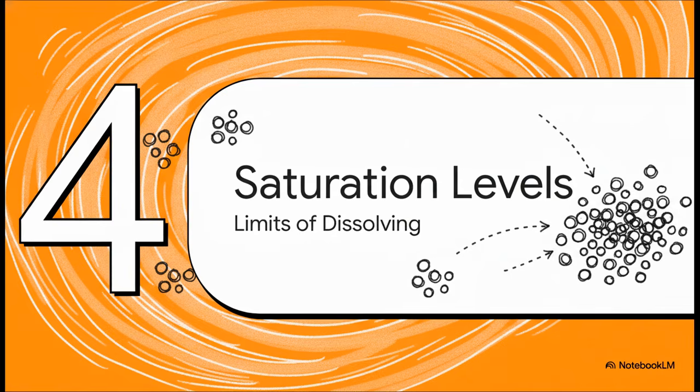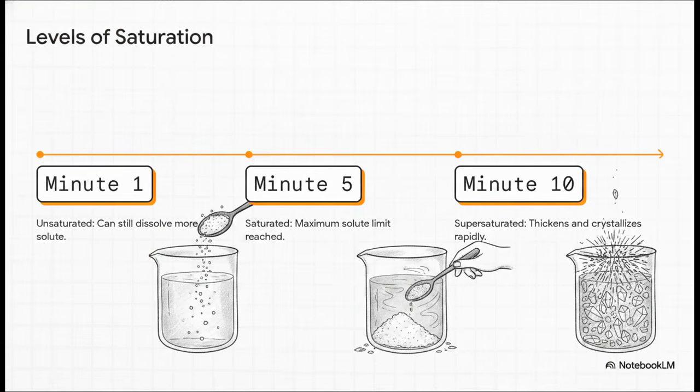Section 4. The 3 saturation levels. Okay, I want you to visualize something with me. Imagine adding spoonful after spoonful of sugar into a glass of water, continuously, over 10 minutes. At minute 1, you add a spoon, stir it up, and boom, it vanishes instantly. This state is what we call unsaturated. The host water can still comfortably dissolve way more solute.